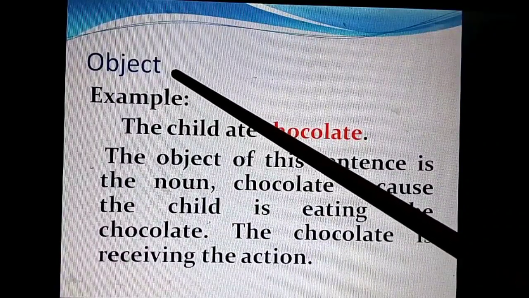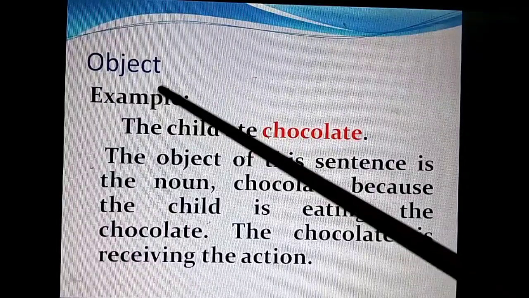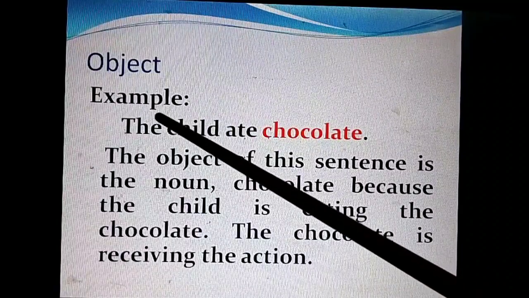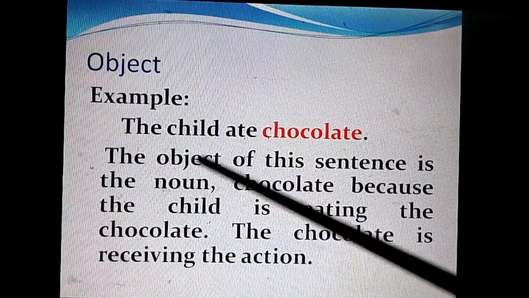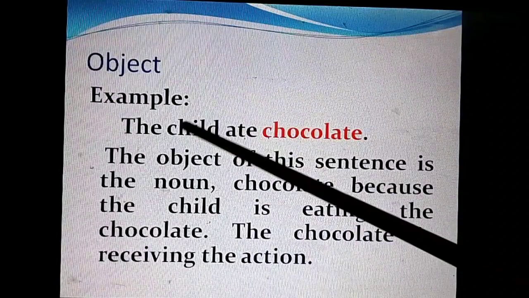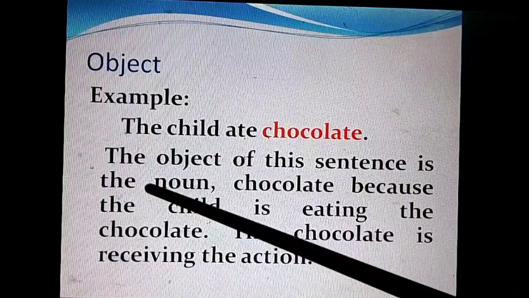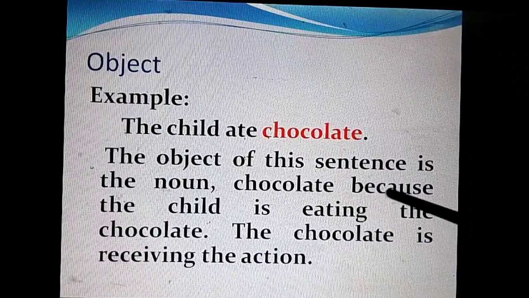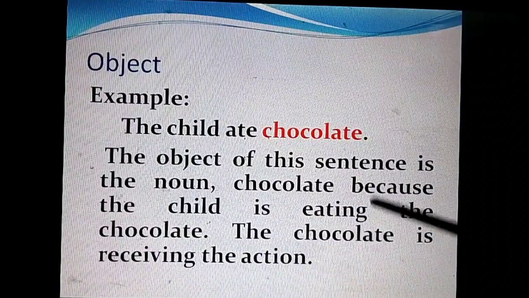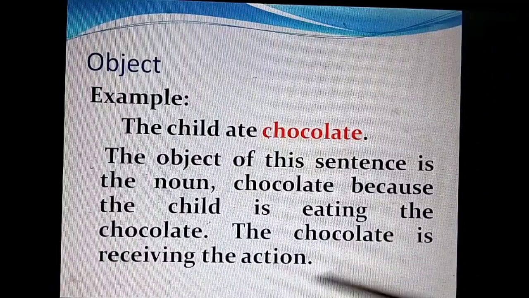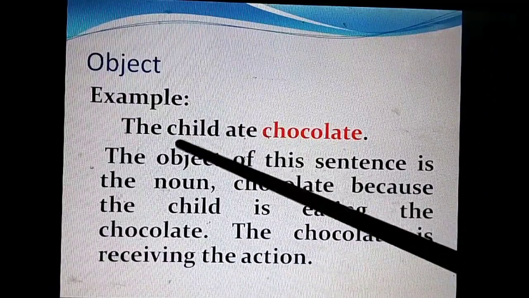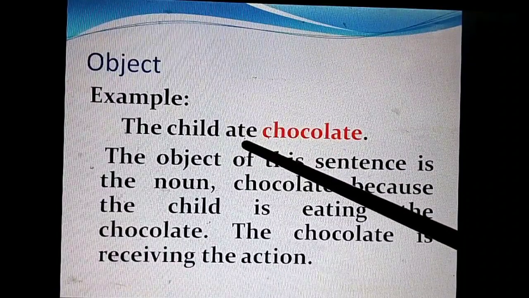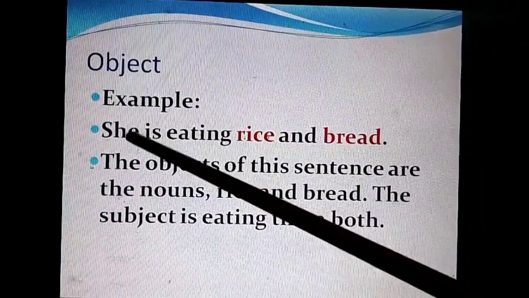Now let us come to object. Another watchword is object when we are thinking about reordering the sentence or ordering the sentence. Example, the child ate chocolate. The child ate chocolate. The object of this sentence is the noun chocolate because the child is eating the chocolate. The chocolate is receiving the action. The child is performing the action on the chocolate, and that action is of eating. I hope it's quite clear.